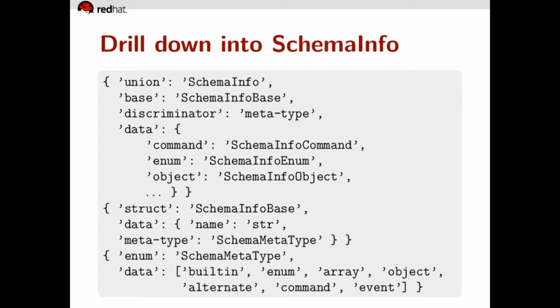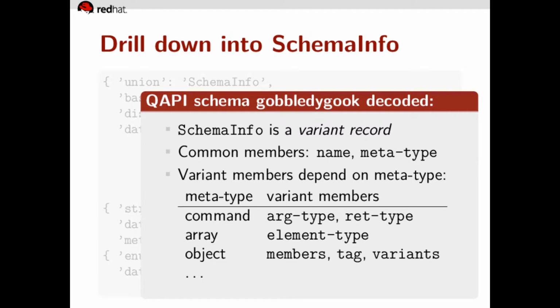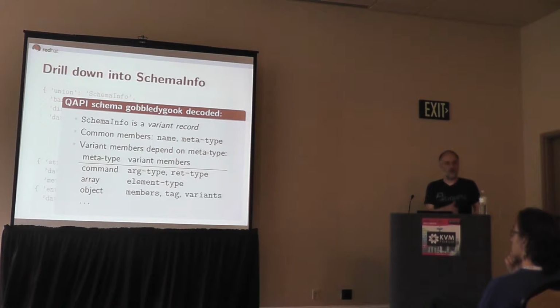Let's explore it. This is how SchemaInfo is defined in the QAPI schema. And I'm afraid this is all gobbledygook to normal people. So let me decode it for you. SchemaInfo is a variant record. It has common members, name and meta-type. It has variant members, and the variant members depend on the value of meta-type. If meta-type is command, there are members arg-type and ret-type. For array, there's element-type. For object, members, tag, variants, and so forth.